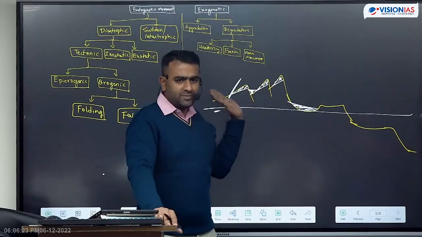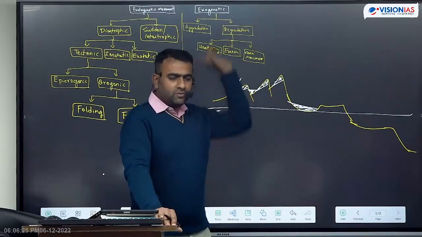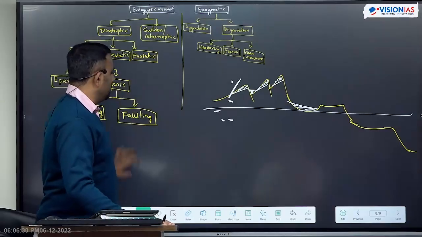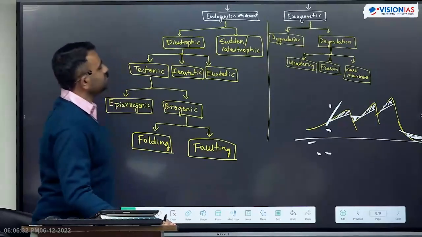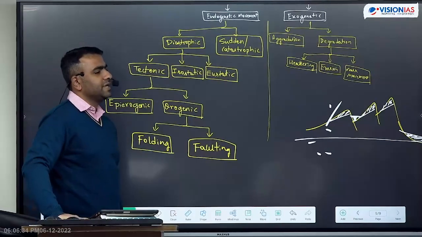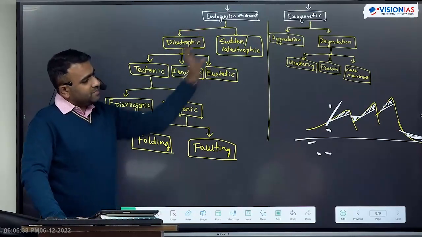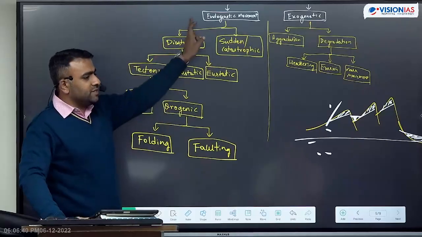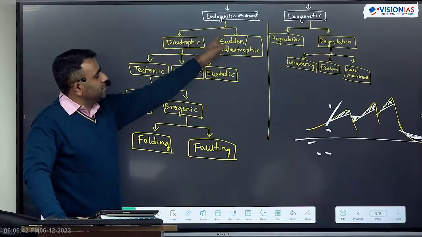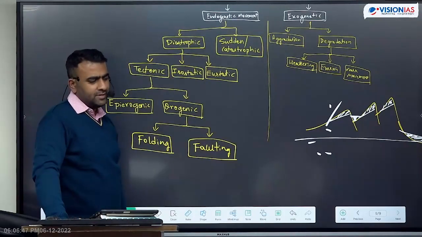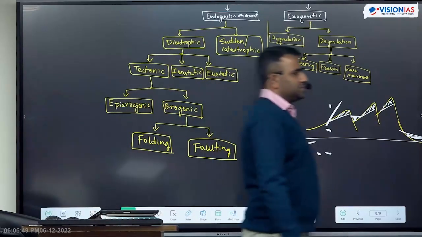We'll discuss about them in very detailed manner. But overall, this is exogenetic. इस साइड में है endogenetic. Endogenetic is from inside the earth. So all the changes which are happening from inside the earth, they are classified into two types: diastrophic movements and catastrophic or sudden movements. So what is the difference between these two?